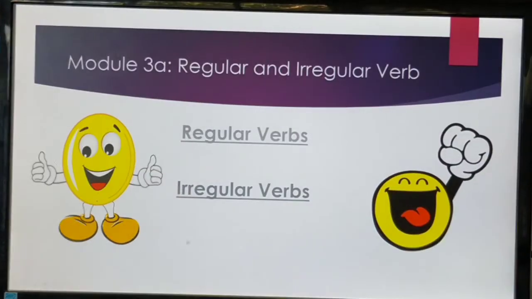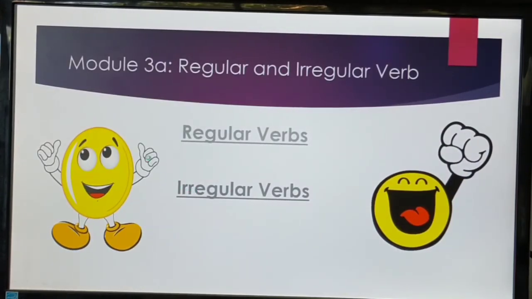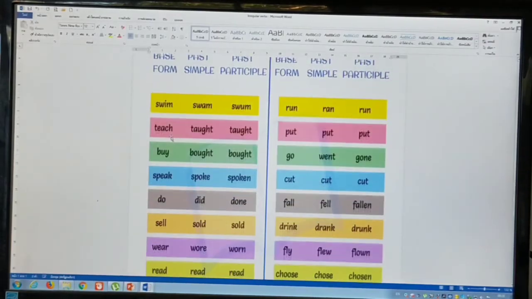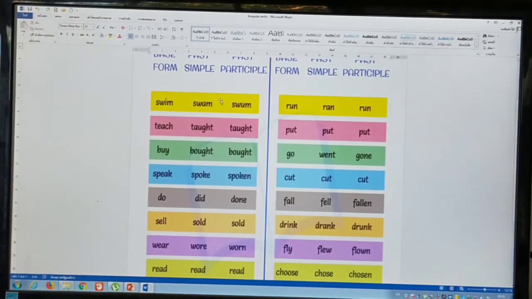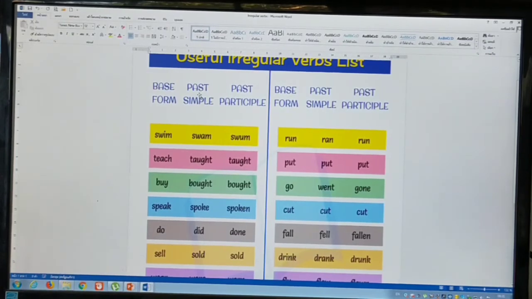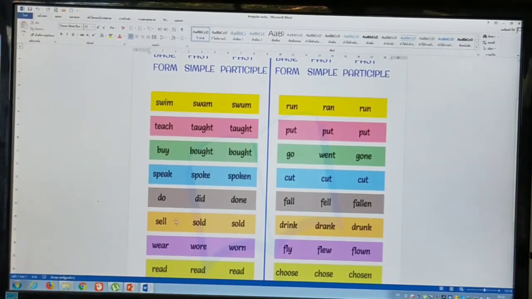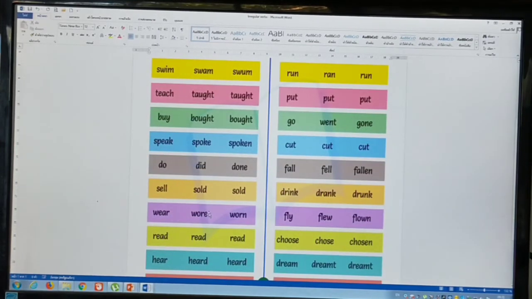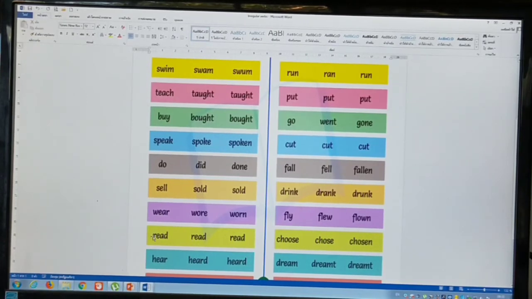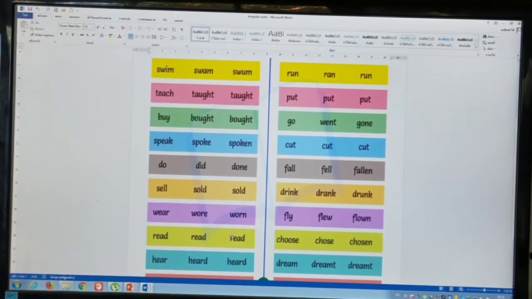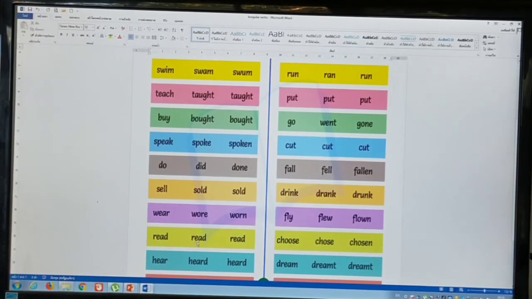Next, let's try irregular verbs. For irregular verbs, just like what I've said, the spelling changes when it goes to verb 2 or past simple. For example, swim, swam, teach, taught, buy, bought, speak, spoke, do, did, sell, sold, wear, wore, read, read. But for this case, the spelling is the same, but the pronunciation changes. For example, read, verb 2, read, and verb 3, read.